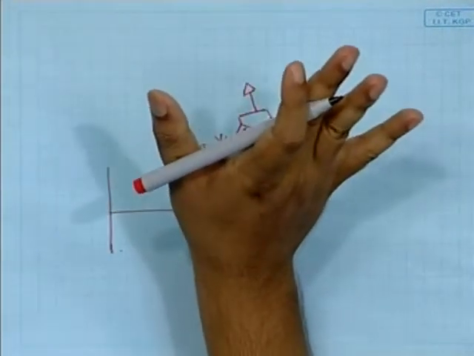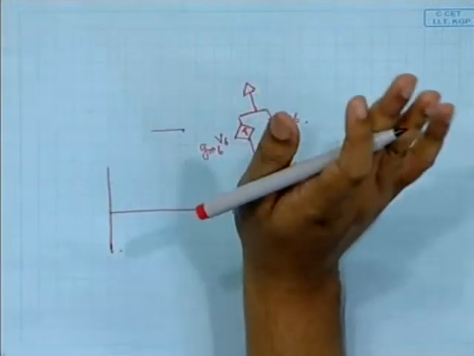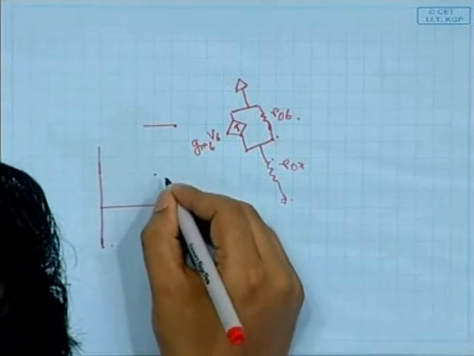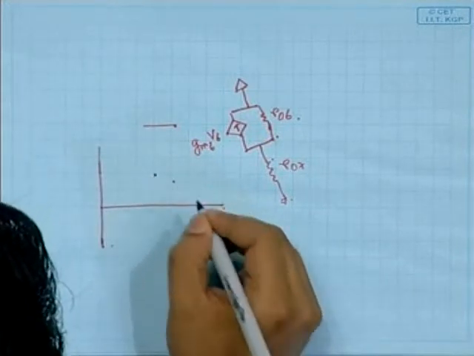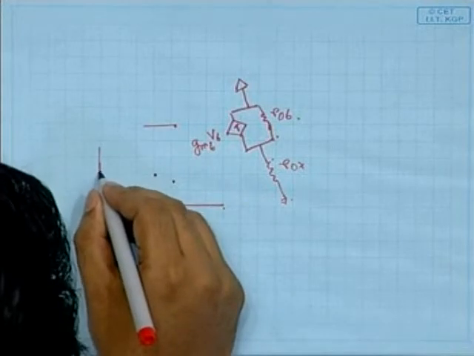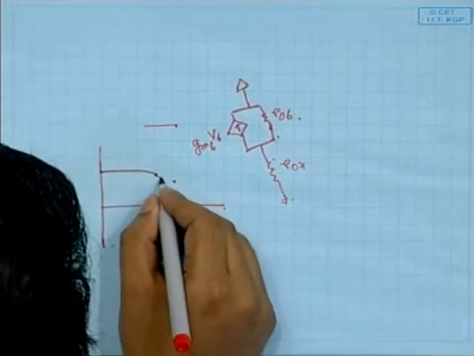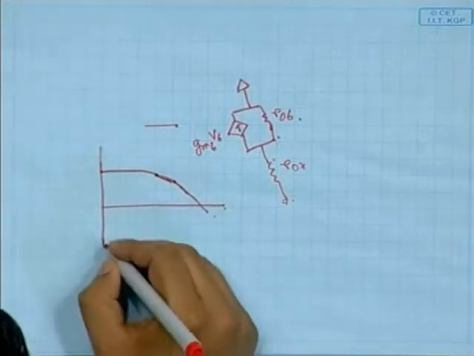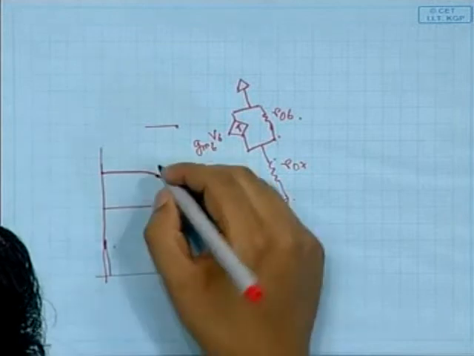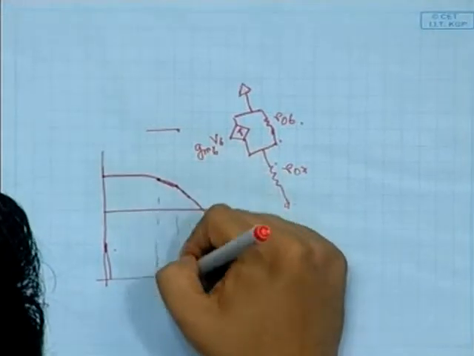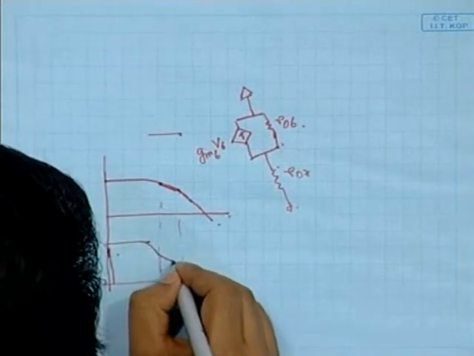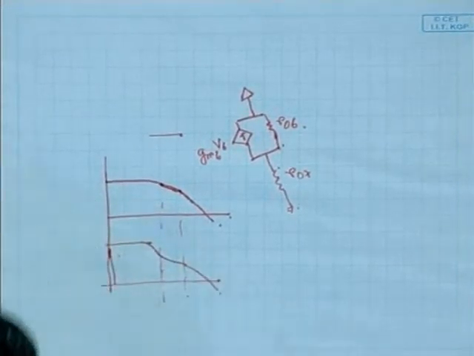Now we are analyzing the frequency response of the op amp. Suppose the locations of the two poles are P1 and P2. So the frequency response would be like that. And if we analyze the phase, we will get this type of response.